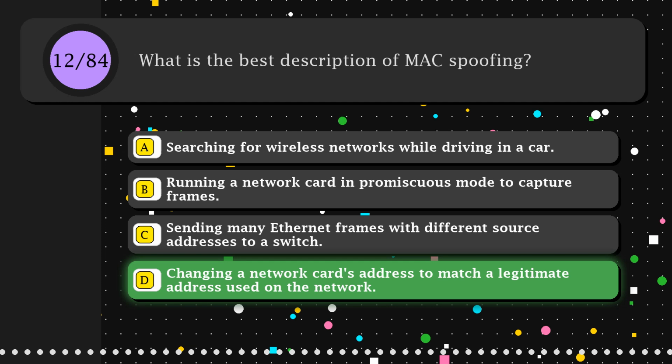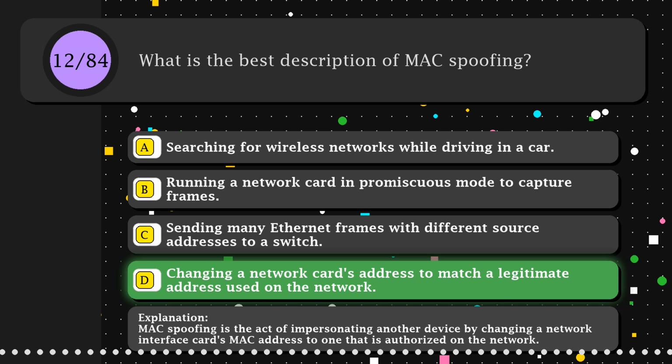The correct answer is option D. Changing a network card's address to match a legitimate address used on the network. MAC spoofing is the act of impersonating another device by changing a network interface card's MAC address to one that is authorized on the network.